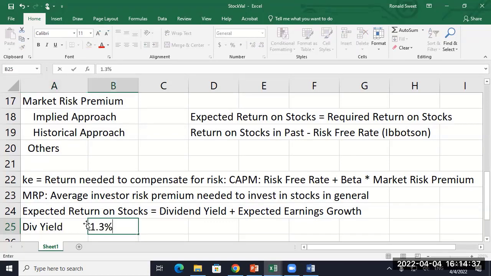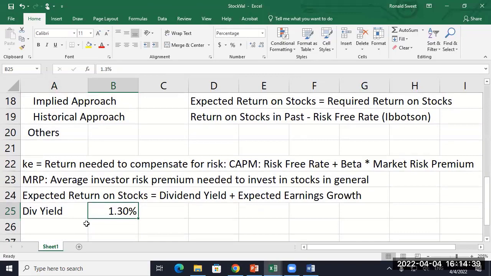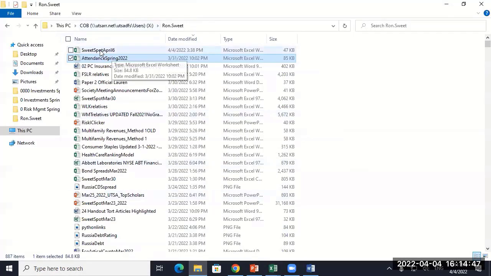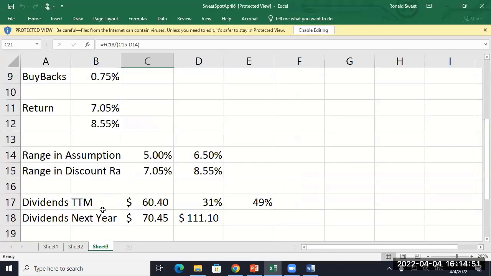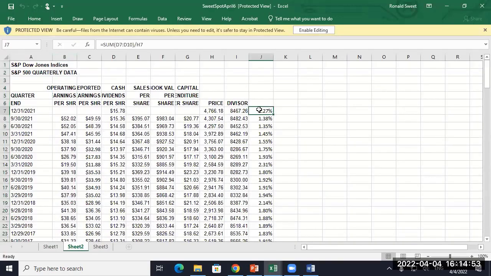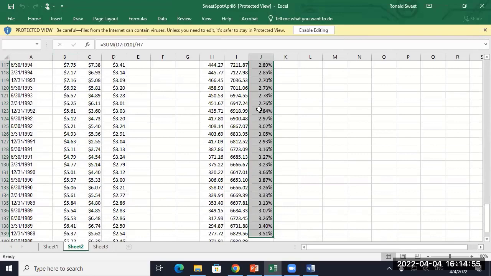Does that sound high or low? Sounds kind of low to me from my career. If you look back historically, here's the dividend yield historically.